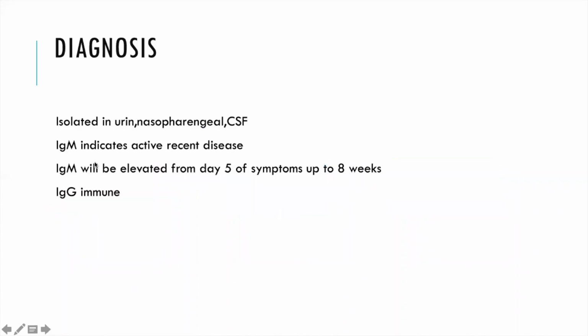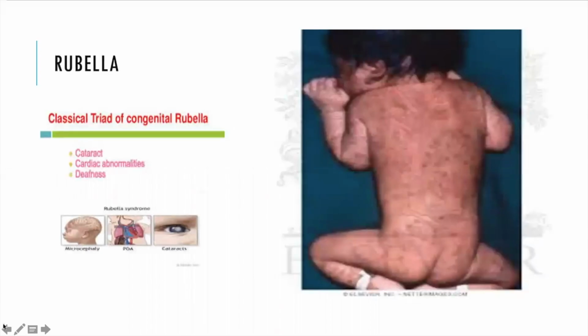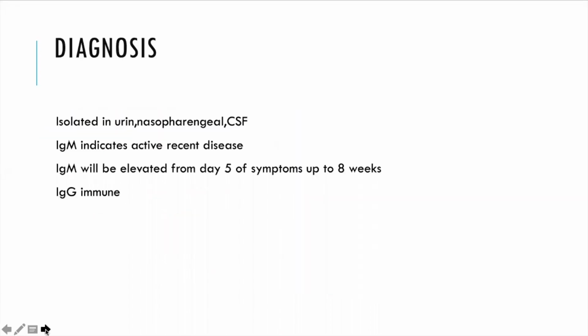For diagnosis, you can isolate the virus in the urine, nasopharyngeal secretions, or cerebrospinal fluid. The IgM indicates active or recent disease. IgM will be elevated from day 5 of the symptoms up to 8 weeks. And if somebody has IgG, that means they're immune.